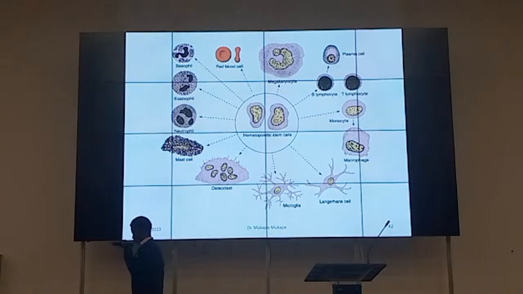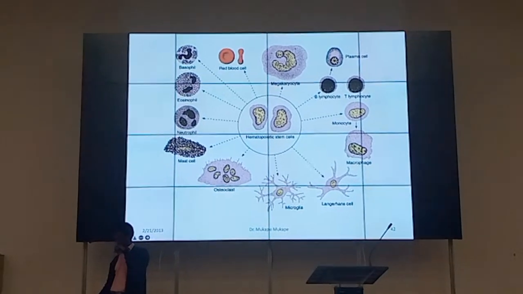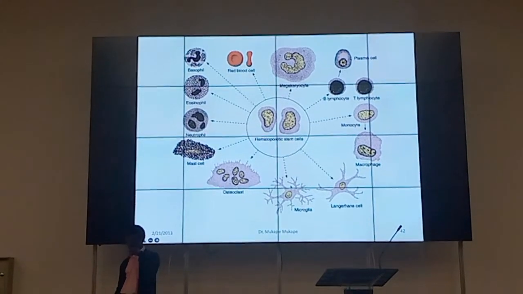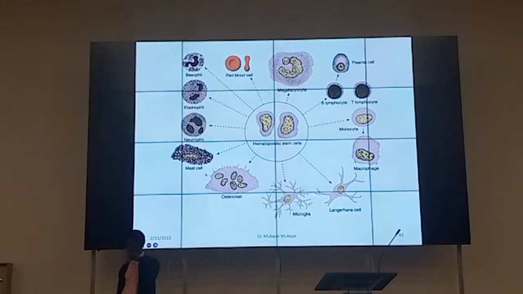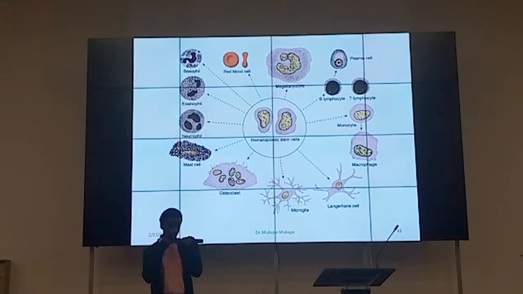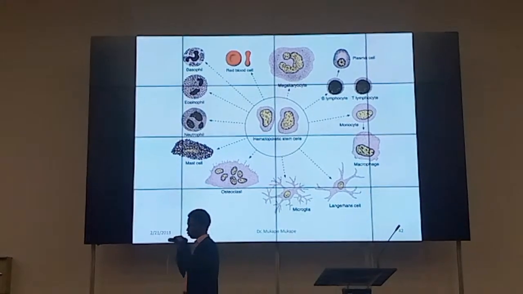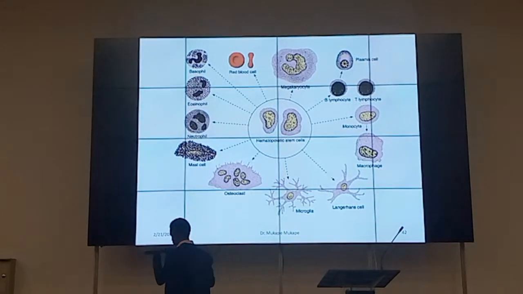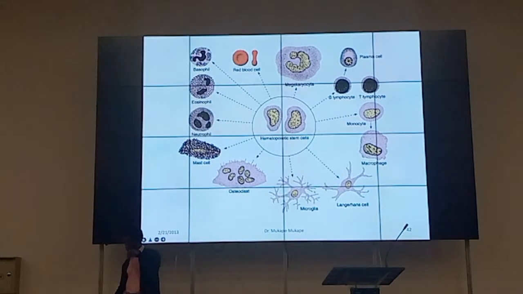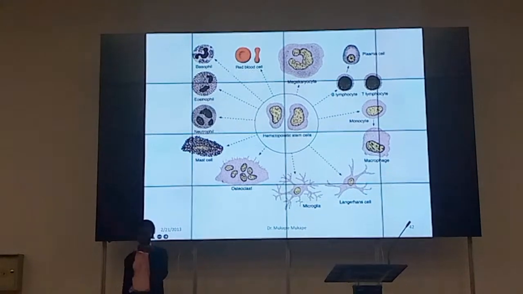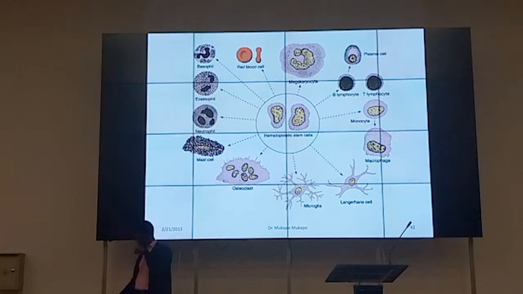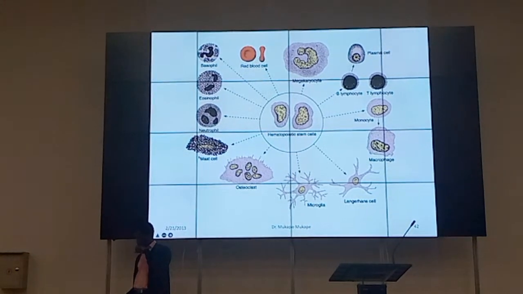So that system gives rise to Langerhans cells in the skin, microglial cells in the CNS, osteoclasts in bone tissue, Kupffer cells in the liver, and dust cells, or lung alveolar macrophages, in the lungs. So these are the various cells. We can also see mast cells. They also come from hematopoietic stem cells.